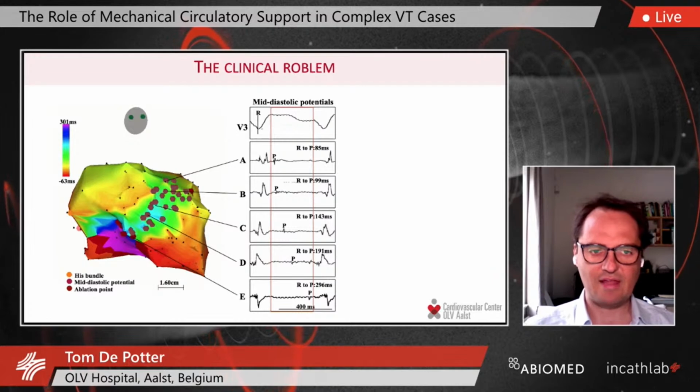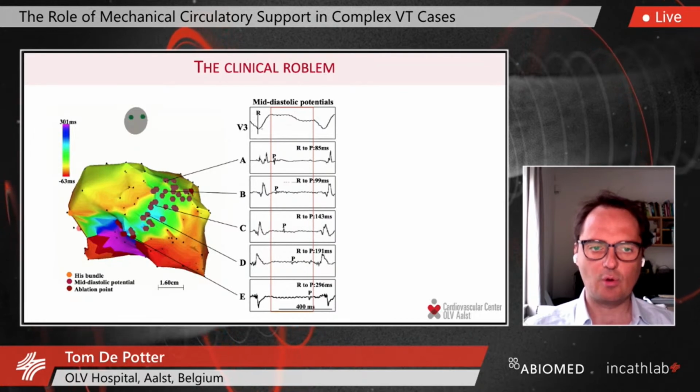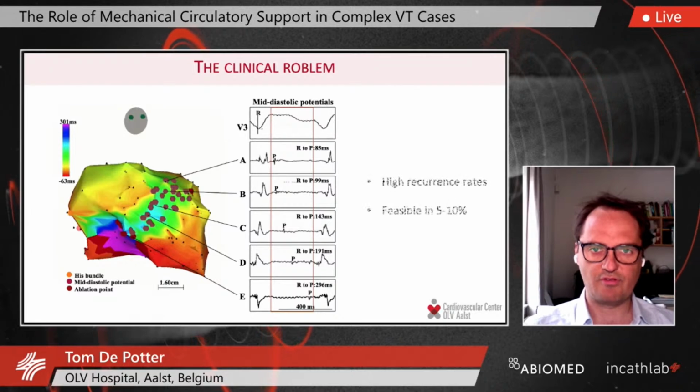And as you can see from this slide, this is a pretty old image. I made it when I was a fellow in Hamburg quite some time ago. And this is how VT ablation originated, of course, when there were no alternative concepts.